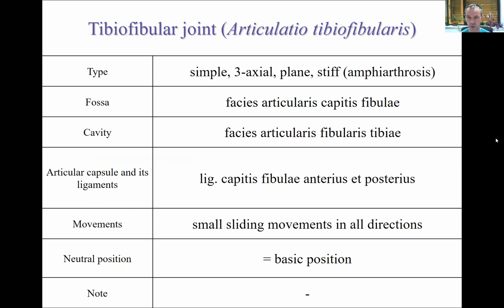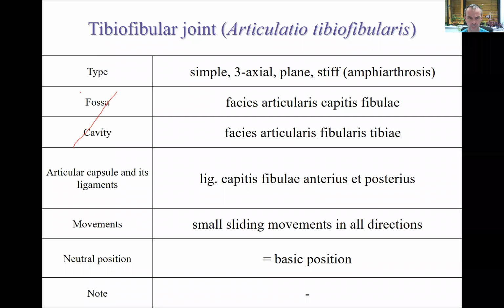Okay, that's all for the knee joint. And now we continue more distally. Here we have one very easy joint. It's a simple plane joint, that means not much movable, that means an amphiarthrotic joint. We call it the Tibiofibular Joint. And you remember, the Tibiofibular Joint is proximally. So it is a plane joint.